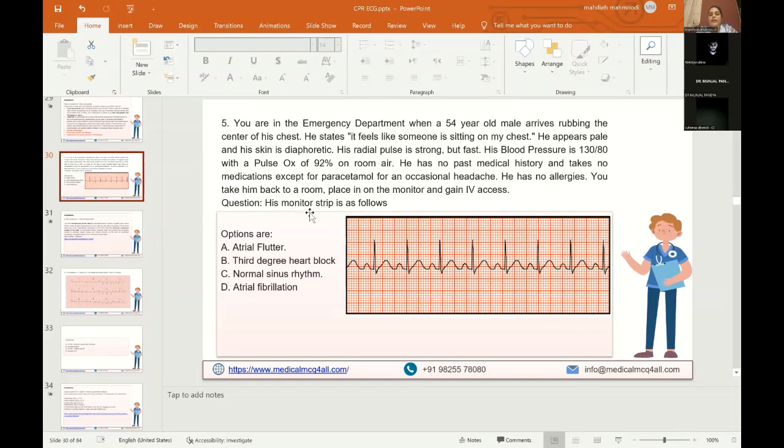Question. His monitor strip is like this, okay? So options are A, atrial flutter, B, third-degree heart block, C, normal sinus rhythm, and D, atrial fibrillation. 10 seconds, everyone, give me answers.